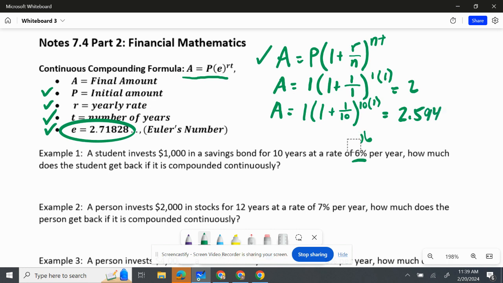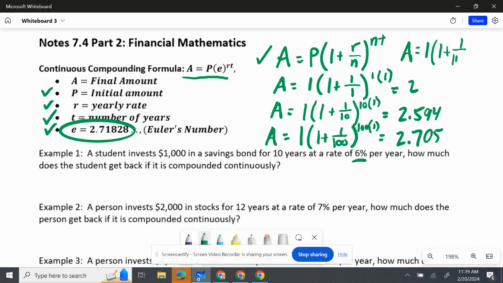And when we calculate that, what we get is 2.594. Then we're going to look at something compounding 100 times per year. When we raise it to the 100 times 1, and we calculate that, that's 2.705. Now the last one that I want to go over is, let's say we compound something 1,000 times. That would be 1 times 1 plus 1 over 1,000, and then we're raising it to the 1,000 times 1.